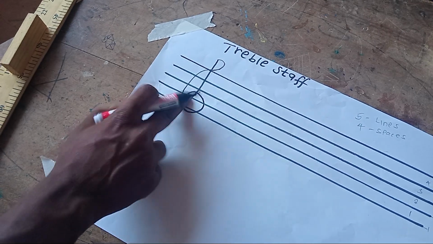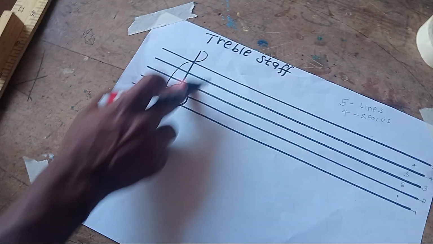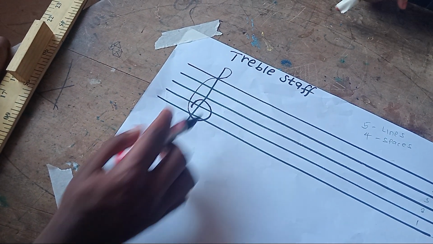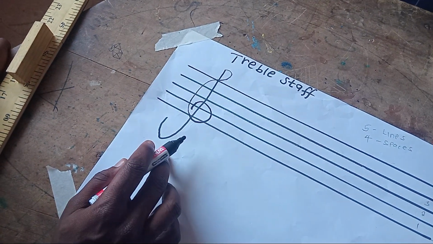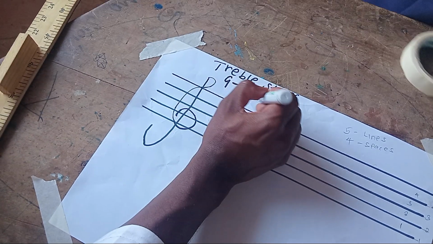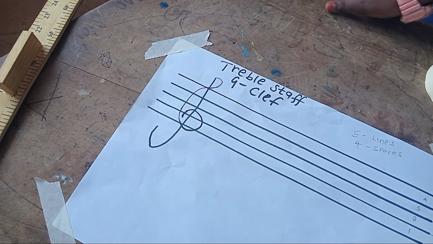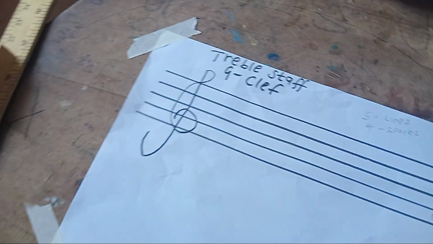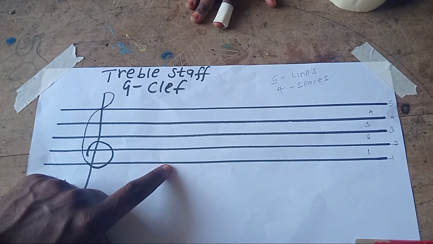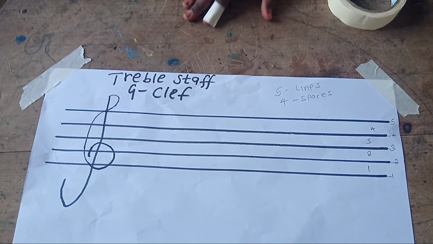So this is a treble signature, and we also call it a G-Clef because it looks like G. When you come to think of it, it has the shape of G, right? So another name for it is a G-Clef. These are the names of this treble staff. Now, what we are going to do today, we want to name the lines and the spaces, like that.